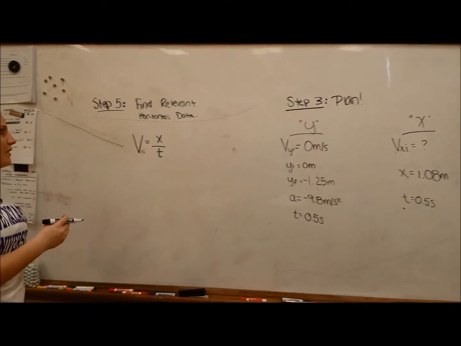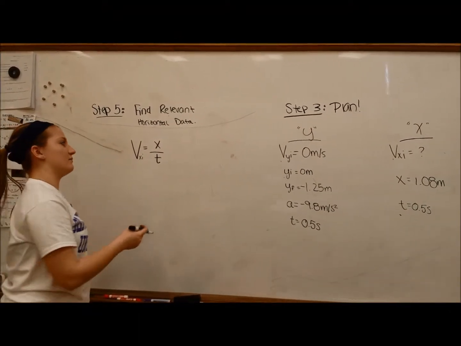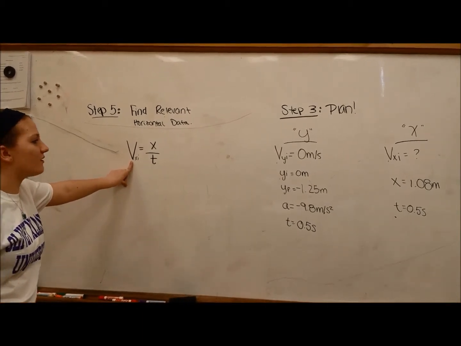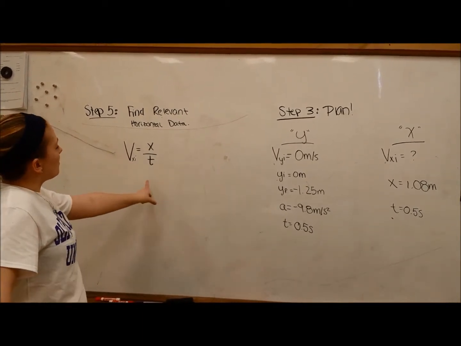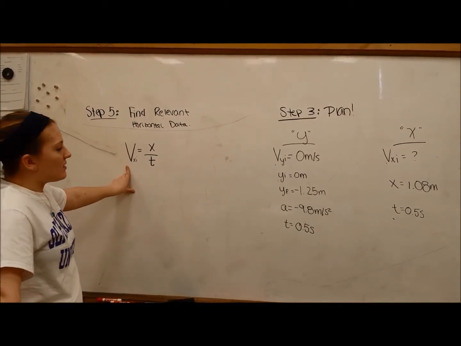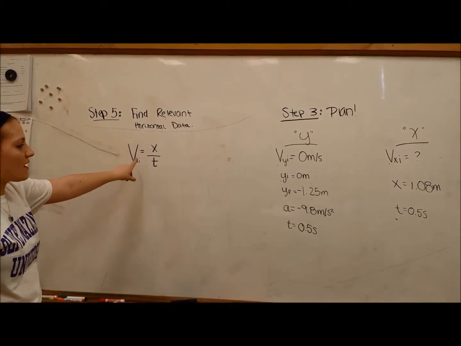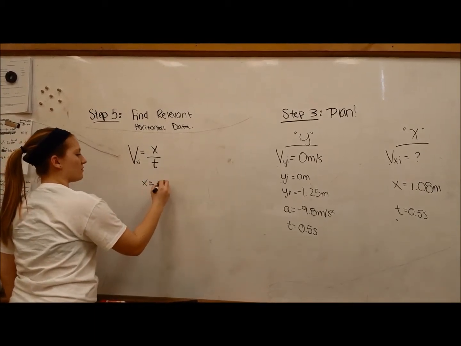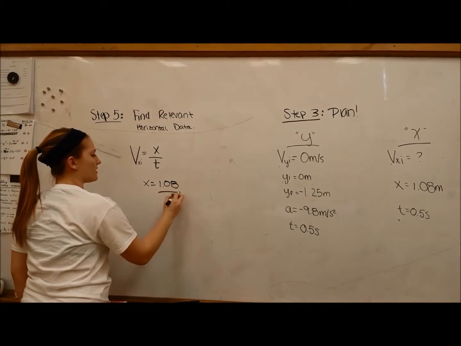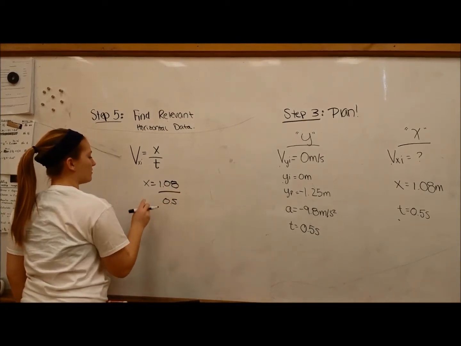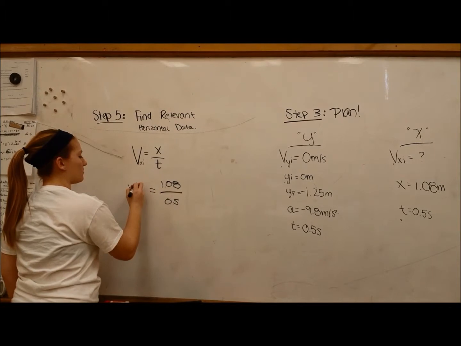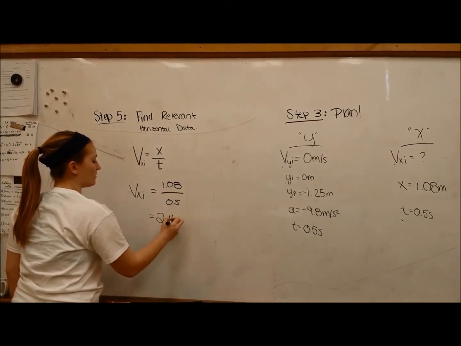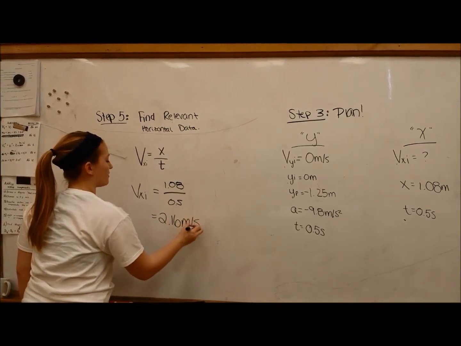For step 5, we are finding relevant horizontal data. To find the last thing that is missing from our planning, we take the velocity x initial equals x, which is 1.08, over t, which is 0.5, which equals 2.16 meters per second.